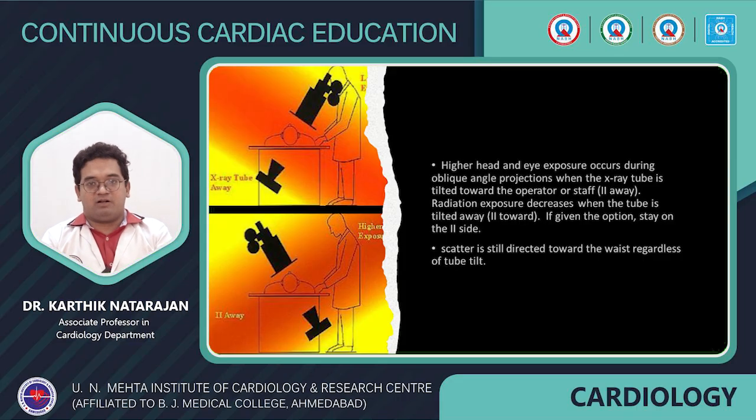Higher head exposure occurs during the oblique angle projections when the X-ray tube is tilted towards the operator or staff. Radiation exposure decreases when the tube is tilted away. If given the option, stay on the secondary side. And scatter is still directed towards the waist regardless of the tube tilt. So by avoiding these extreme angulations, you may protect only the head and the eye, but waist exposure still remains.